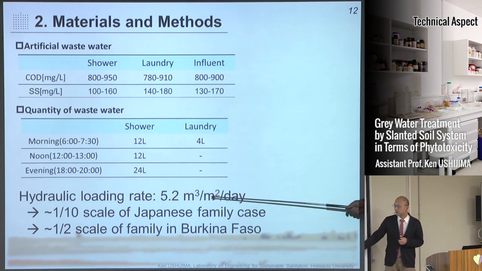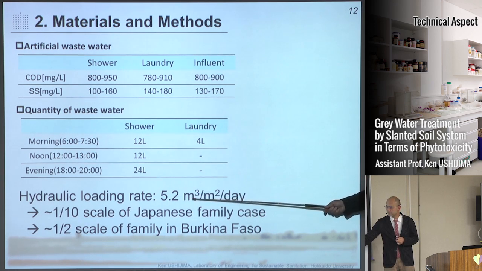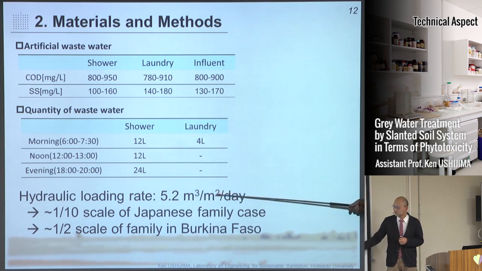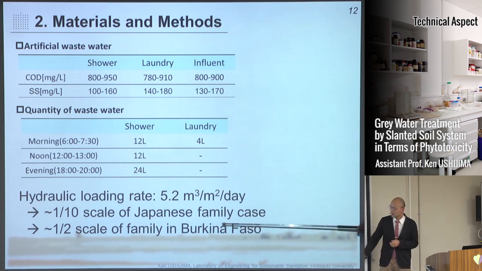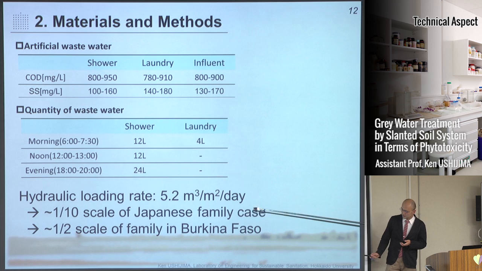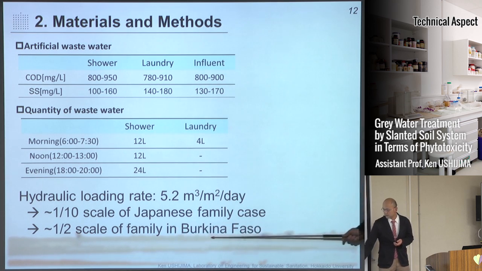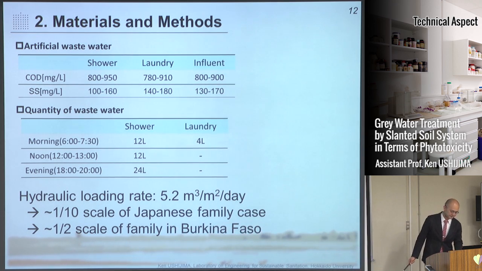The averaged hydraulic loading rate is about 5.2 cubic meter per square meter per day. This corresponds to the 1/10 scale of the Japanese family case, and also corresponds to the half scale of the family in Burkina Faso.